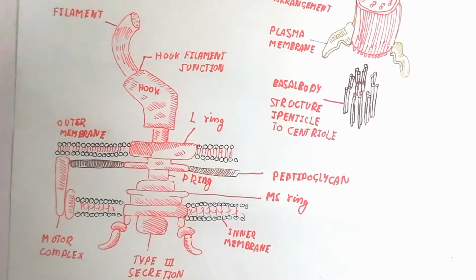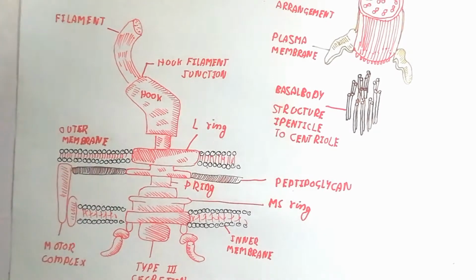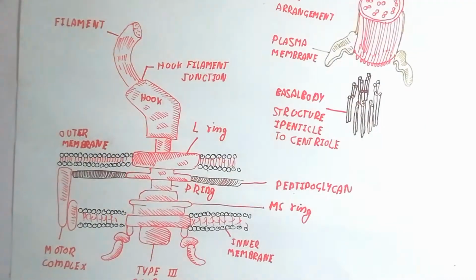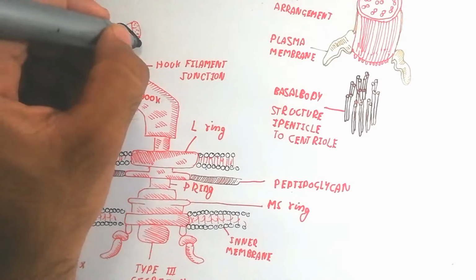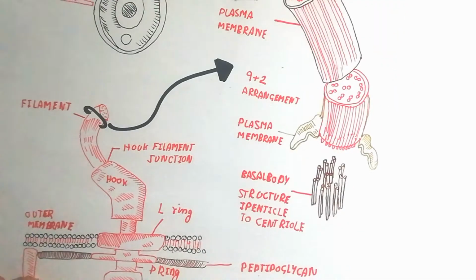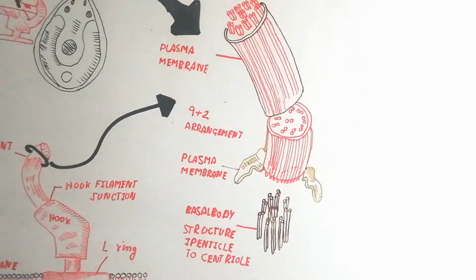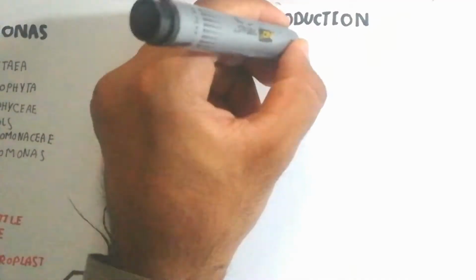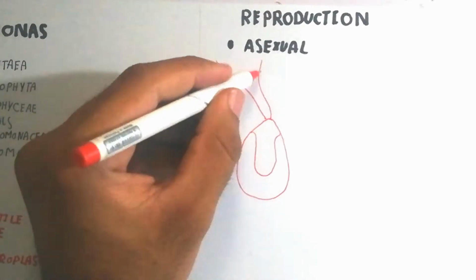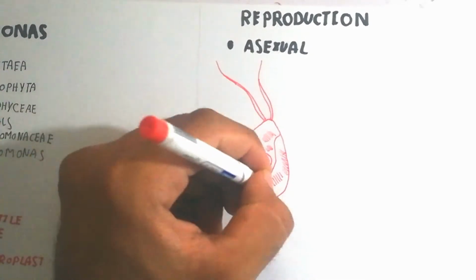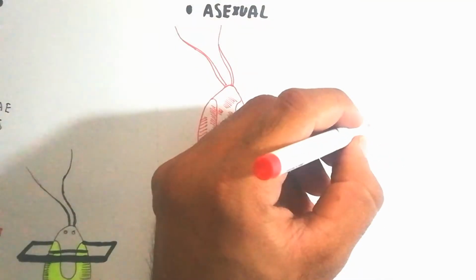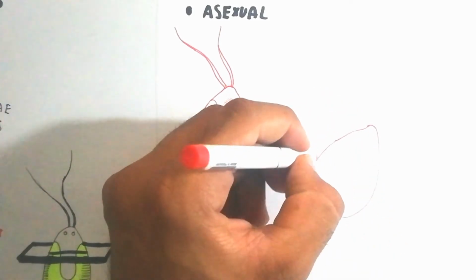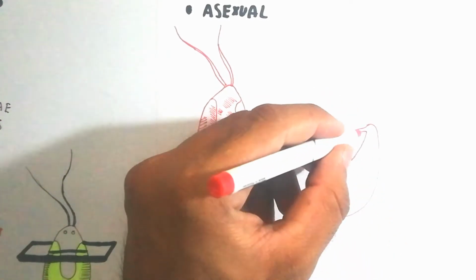So next we will talk about reproduction. First of all we will discuss asexual reproduction. The flagellum disappears, the protoplast shrinks, and the organelles disappear. The whole structure becomes one without a flagellum, and the specialization of organelles will disappear.